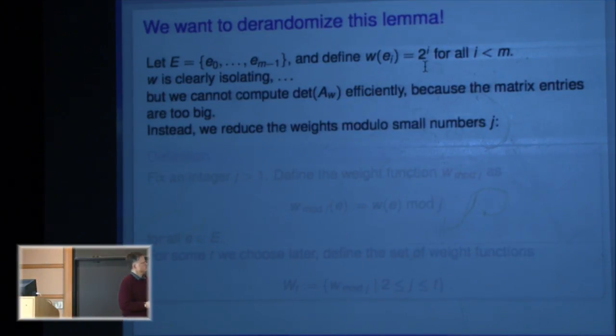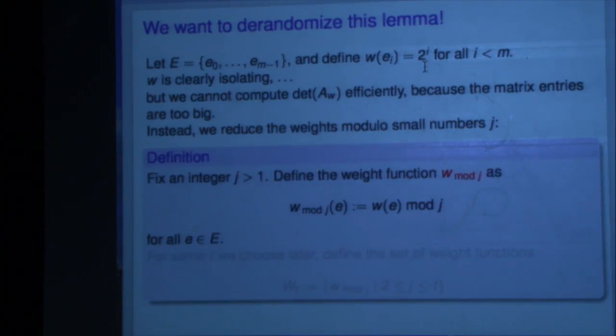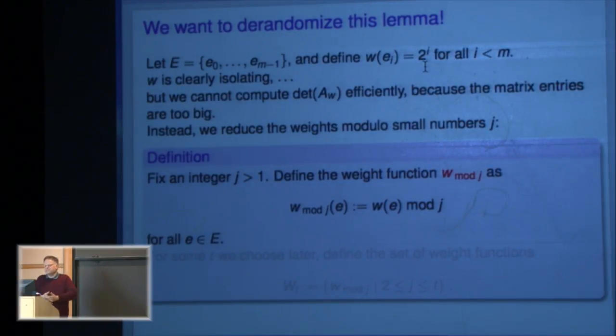So what we do is a kind of standard trick: we reduce the weights modulo small numbers j. This is what's going to work for us. So fix an integer j.